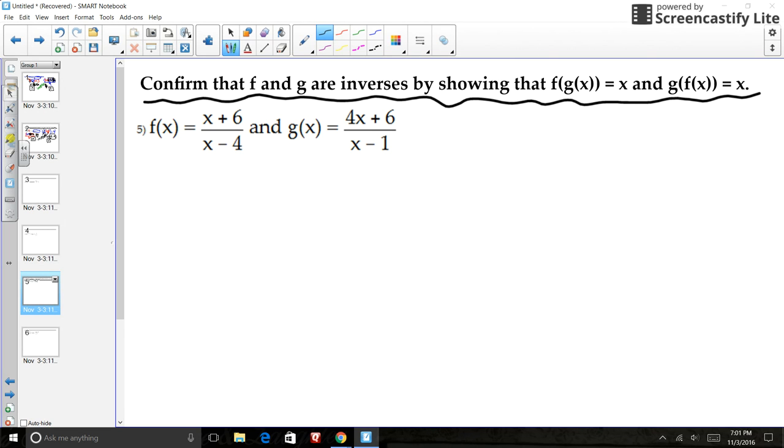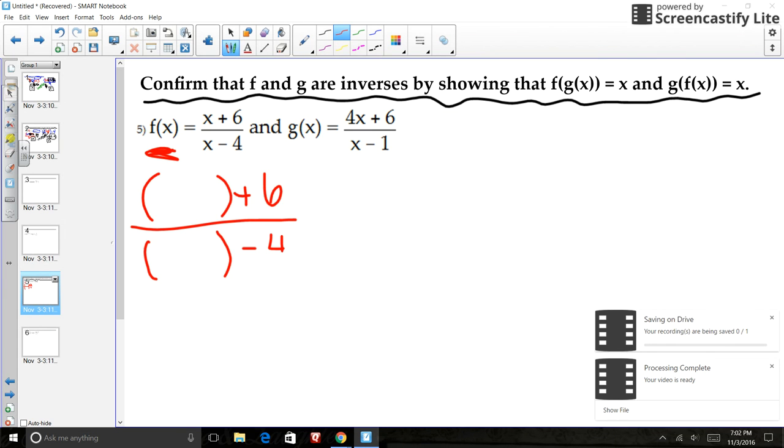So the whole goal is that when I plug the g function into f, you get x, and that when you plug f into g, you get x as well. The problem is there's so much algebra fraction stuff going on that is where I think the biggest problem comes in. So I'm going to take f of x and we're going to make that red. And so as I look at it, it says x plus 6. So I'm just going to write parentheses plus 6 over x minus 4. So I'm going to put parentheses minus 4.